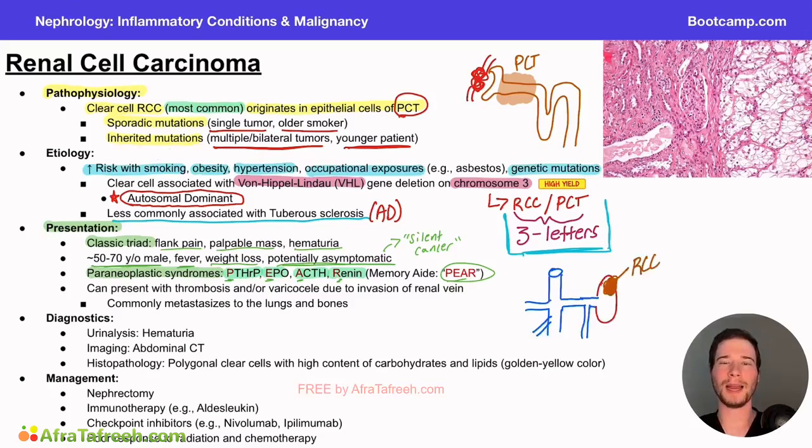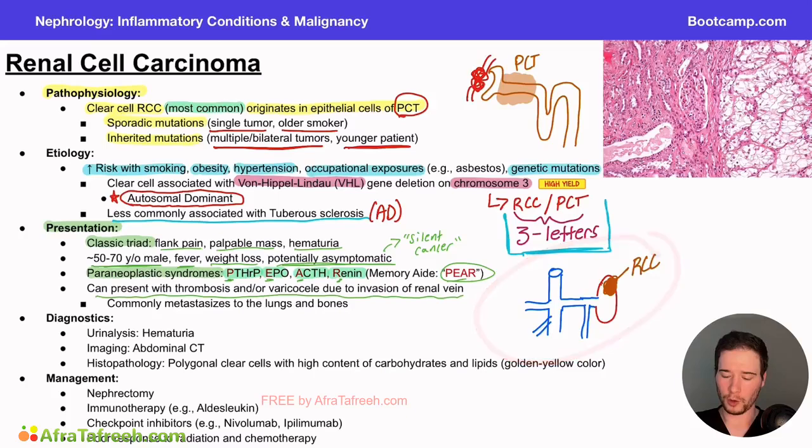Now, it's important to keep in mind a specific scenario they like to test you on regarding renal cell carcinomas and their invasion of the renal vein. So I said that this can present with thrombosis and/or varicocele due to invasion of the renal vein. So if you draw your attention to my little sketch over here, right, we have the renal cell carcinoma, the tumor, which is affecting the kidney right here. This is our venous vascular system, so this is the renal vein, and this is the gonadal vein right here.